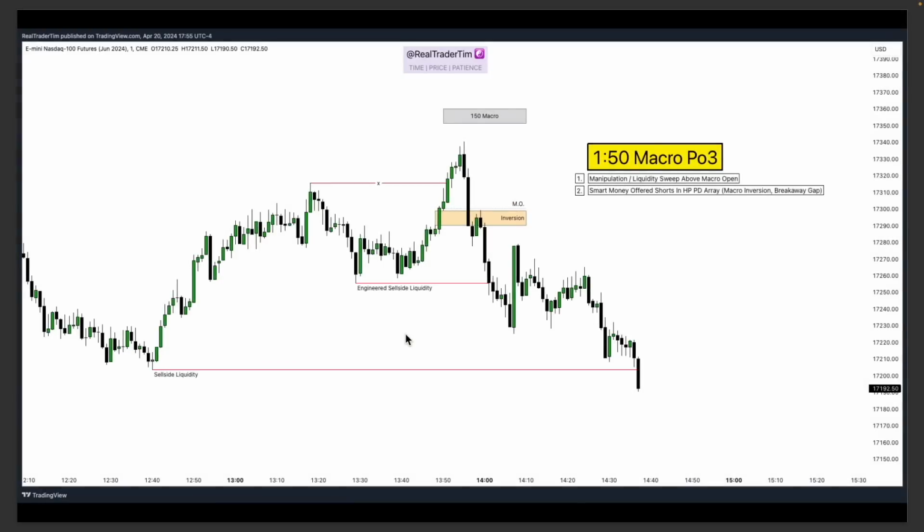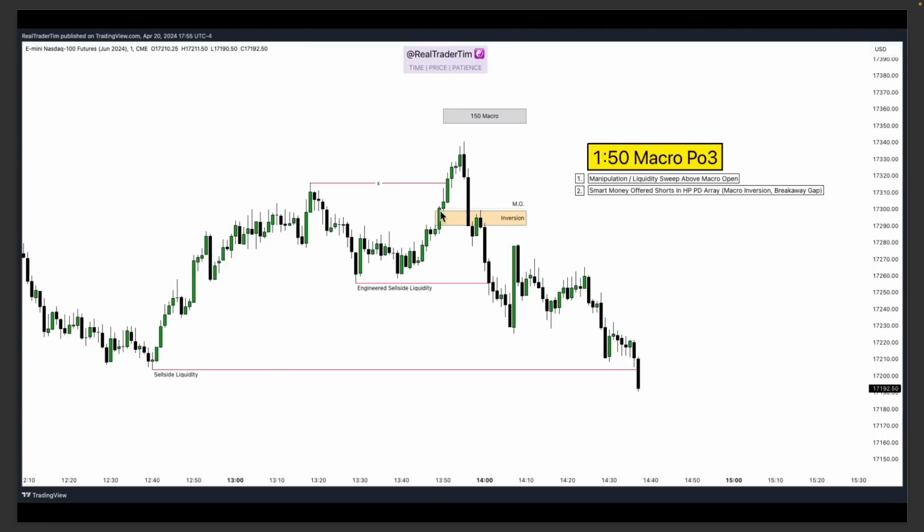Okay, and for our last example, we're going to be on Nasdaq's 1 minute chart, and we're going to be looking at the 150 macro. So we're in the PM session here on Nasdaq's 1 minute, and we see again these concepts at work beautifully. We're inside of that macro, and where do we want to look for shorts again? And where do we want to identify our manipulation? Above the macro opening price if we're looking for shorts to sell side liquidity or a discount PD array. In this case, of course, it's sell side liquidity as you see here.